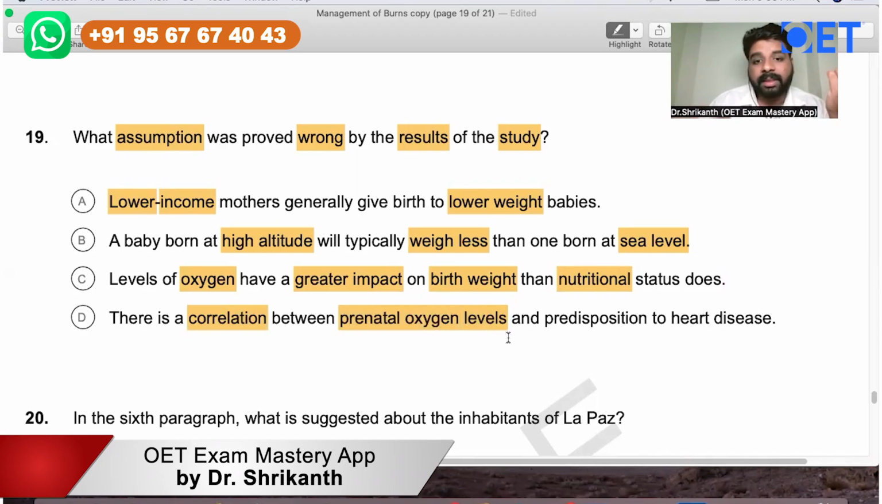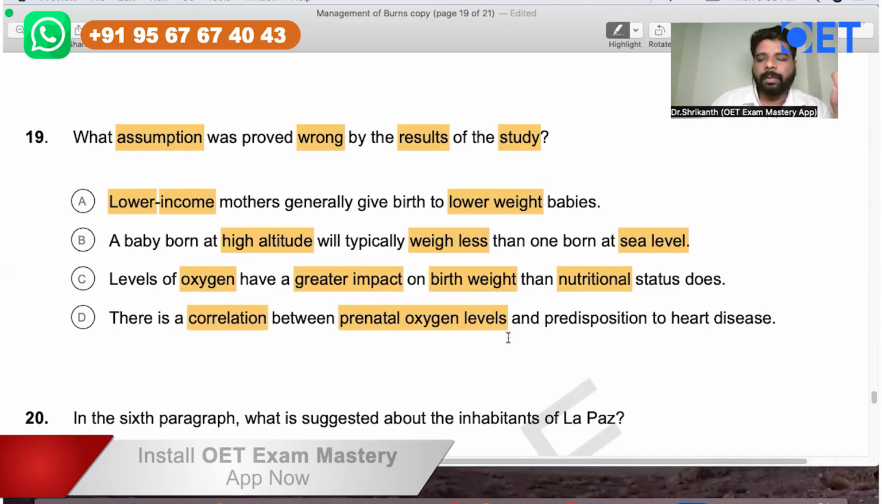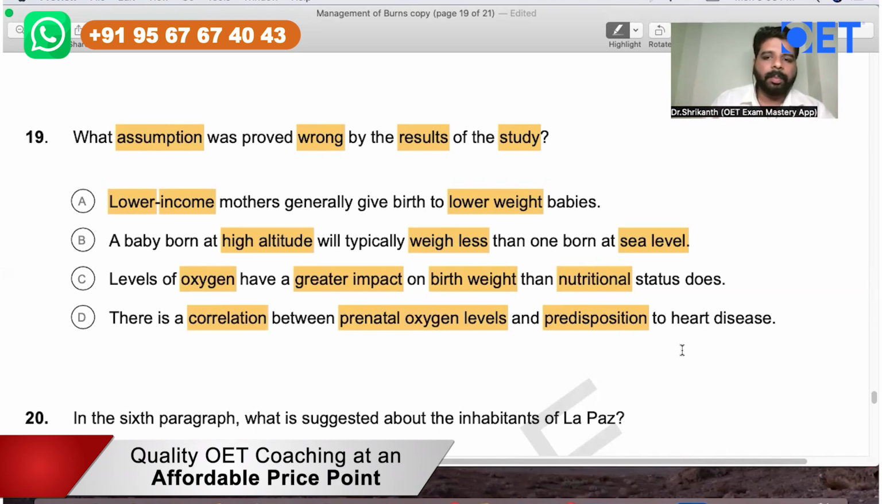During pregnancy, during the gestation period, when the baby is still in the womb, that is what we call prenatal. So there is a direct correlation, a direct link, between prenatal oxygen levels and predisposition to heart disease. Predisposition basically means exposure.